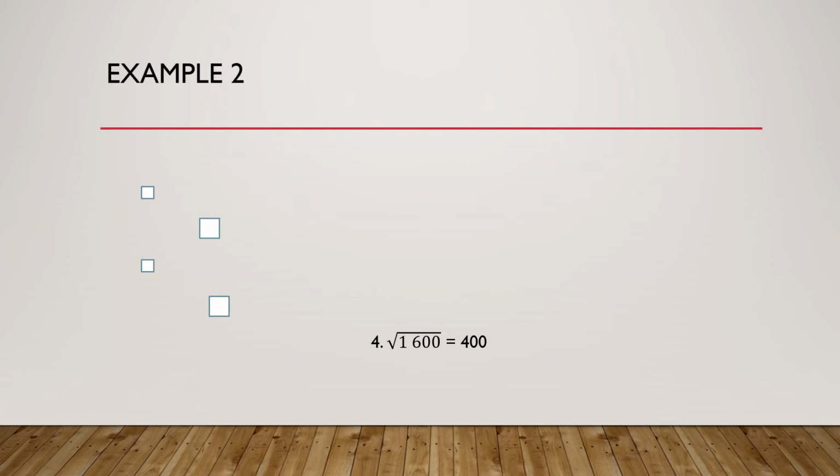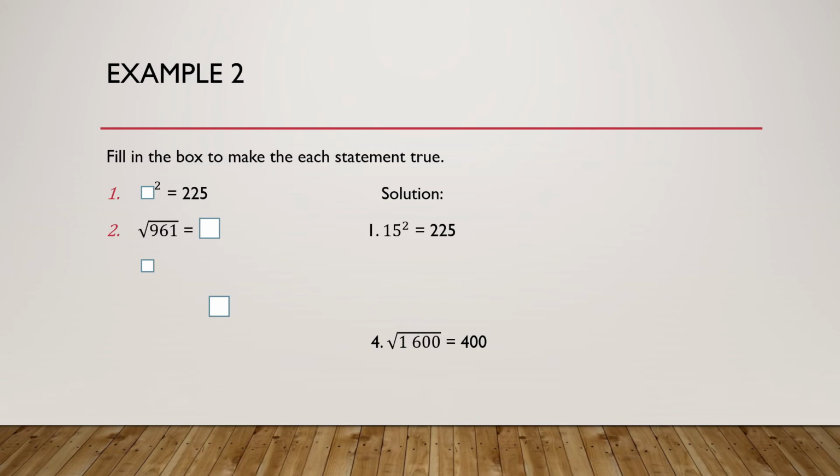Okay, here, example number 2. Fill in the box to make its statement true. Okay, so here, ito yung solution niya. We know that 15 square is equal to 225. So, ibig sabihin yan, 15 yan. Next. For number 2, ito yung solution niya. So, the square root of 961. If you have the calculator, pindutin nyo lang to. And then, lalabas na ito. So, the answer is 31.